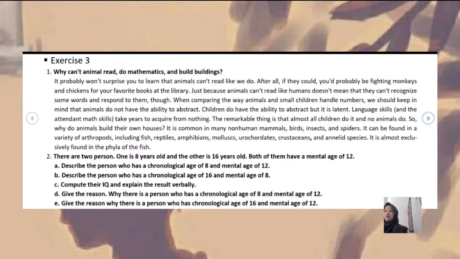Is almost exclusively found in the phyla of the fish.